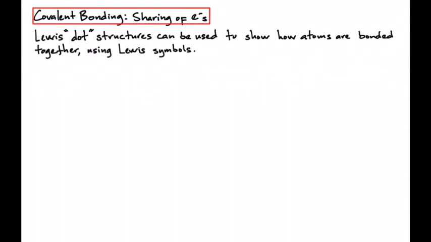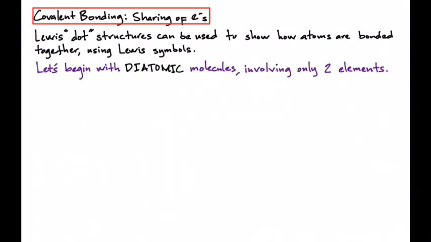So from this point going forward, we're going to focus on covalent bonding, which is basically the sharing of electrons between atoms. And you're going to learn the simplest bonding theory here, which is the Lewis theory, and it utilizes Lewis dot structures. And we're going to use Lewis dot structures to show how atoms are bonded together using Lewis symbols. So how do we draw Lewis dot structures? Well, let's focus on simple molecules like diatomic molecules involving only two elements.